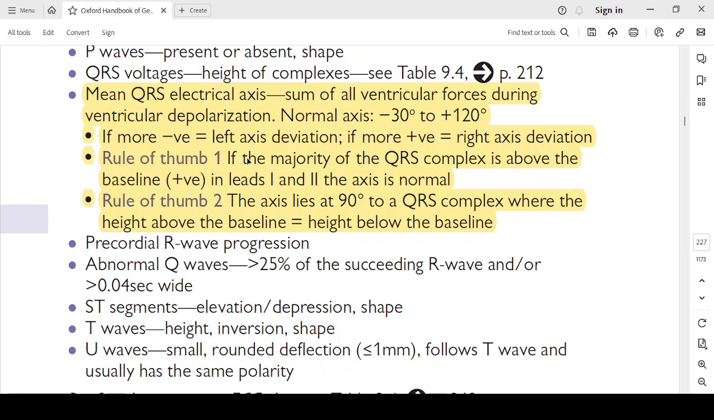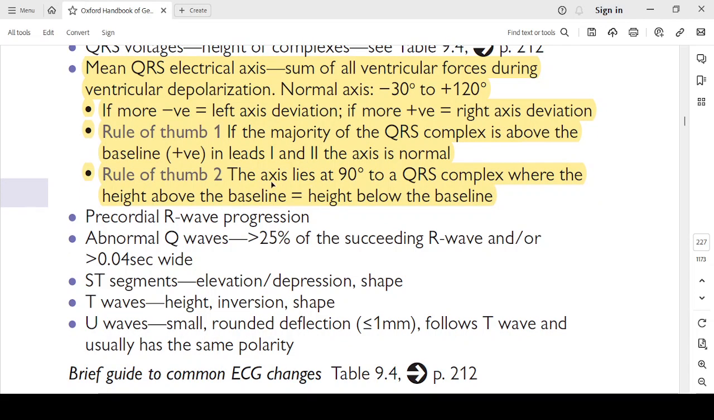Rule of thumb 1. If the majority of the QRS complexes is above the baseline, that is positive, in leads 1 and lead 2, the axis is normal. Rule of thumb 2. The axis lies at 90 degrees to the QRS complex where the height above the baseline is equal to the height below the baseline.